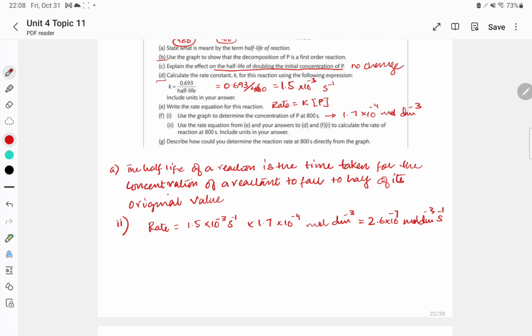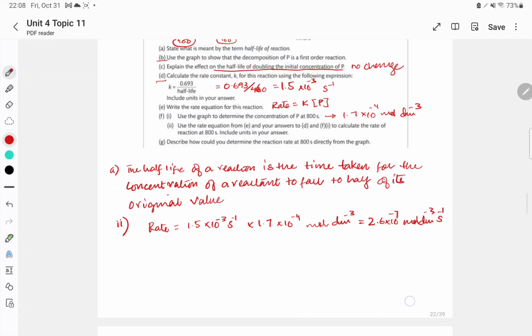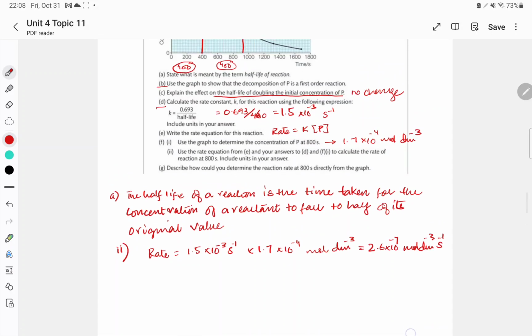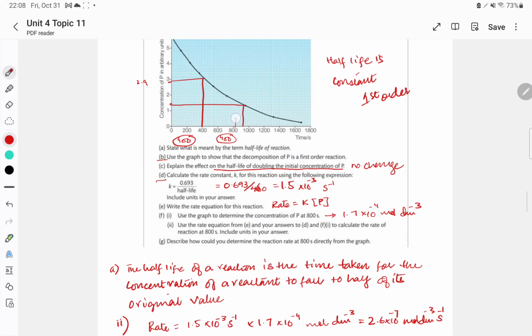Then we have part G, describe how you could determine the rate of reaction at 800 seconds from the graph, obviously by drawing the tangent. First, draw a tangent to the curve at 800. Second, determine the gradient of the tangent. So it's very simple, you just have to draw the tangent at 800 seconds over here, and then you have to find the value.